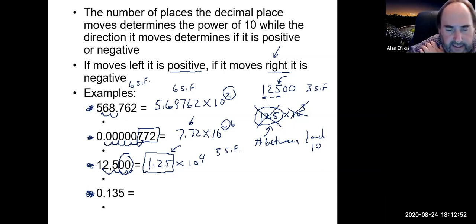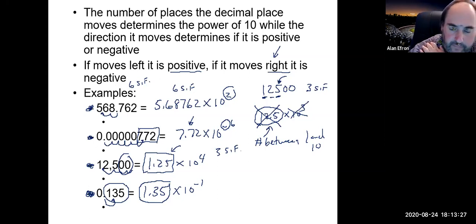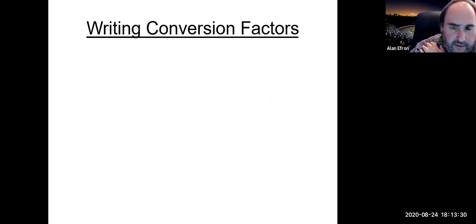Now, if we get here to the last one, we do need to go one place to the right to get to a number between 1 and 10, and that would be 1.35 times 10 to the minus 1 in that particular case. So really important to know how to write significant figures and make it into decimal form and out of decimal form. Same thing here. We have 3 significant figures here. Again, all the numbers before the times 10 part is 3, and we maintain it. Any questions on that there?